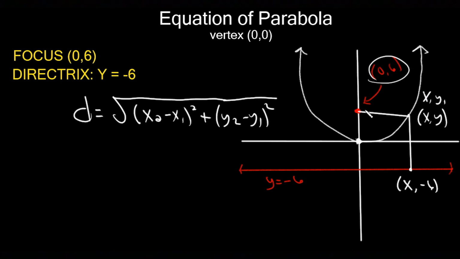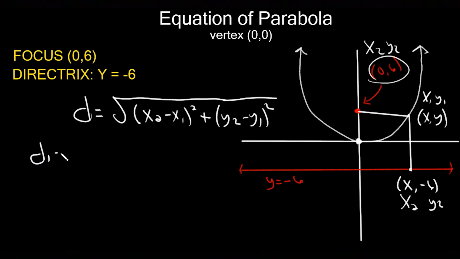And then going from this point xy to this point 0, 6, that's going to be my first distance. So I'm going to call 0, 6 x2, y2. And then x, negative 6 will be the other distance that I find. So I'm going to call it x2, y2. So we're going to do it in parts. Okay, so doing my first distance here, I'm going to call it d1.